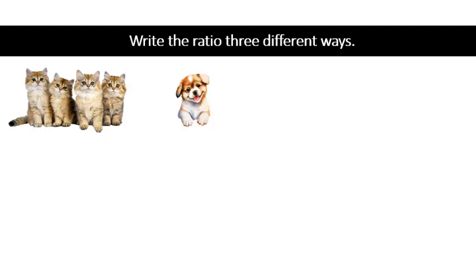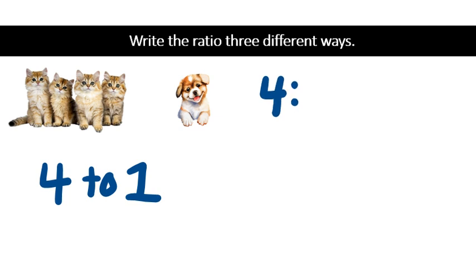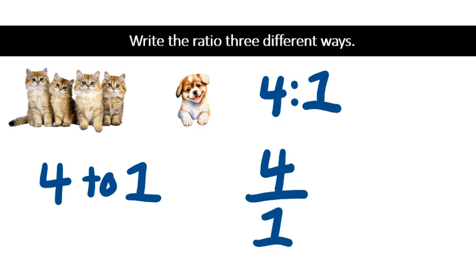Let's see a few more examples. My personal favorite, kittens to puppies. Well, for every 4 kittens you get, you need 1 puppy. That can be written as 4 to 1, or it could be written as 4 colon 1, or because the kittens were mentioned first, we would put 4 up top and the puppy on the bottom.